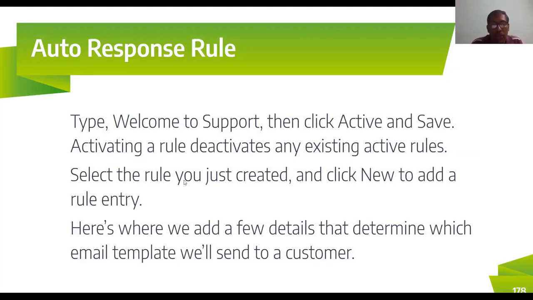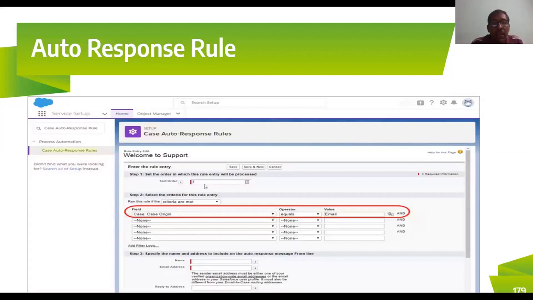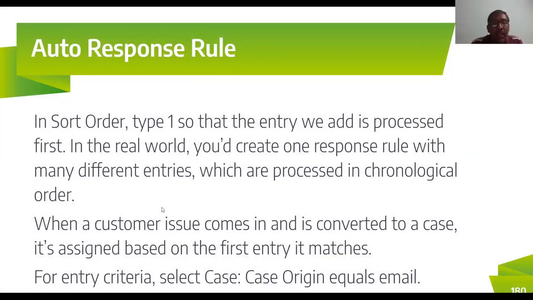The same story goes here, where you add a few details that determine which email template will be sent to the customer. Now see here, again, go to the rule entry. Case origin is equal to email. Now we're going to say case origin is going to be email. And then see, order one, the entry would be processed in that order.